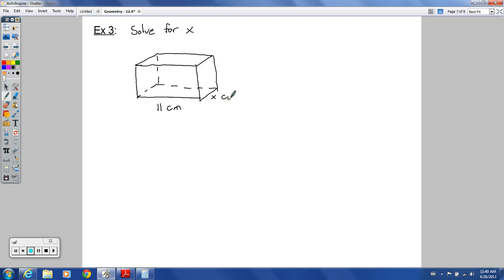So here's x centimeters. That's going to be my missing measurement. I'm going to say that this is the same measurement, x centimeters as well, for the width and the height here. And I'm also going to tell you that you are given that the volume is 396 centimeters cubed.